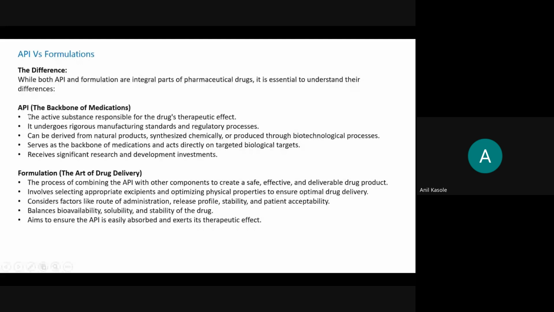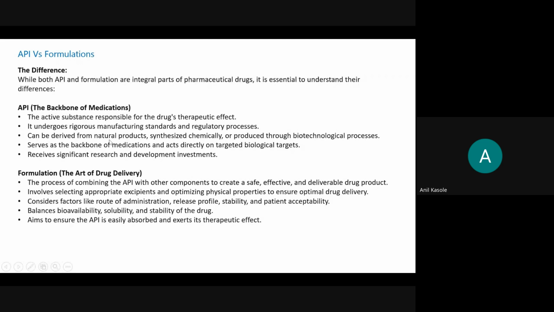Sometimes API is also called a drug substance, DS. So you may have heard about DS. DP is the drug product. They are responsible for the therapeutic effects. Okay, so we can discuss this terminology later, but it's a drug substance. It undergoes rigorous manufacturing standards and regulatory processes, because it is either chemical, biological, or derived from plants or animals. So they need to follow a lot of different standards and regulatory processes.